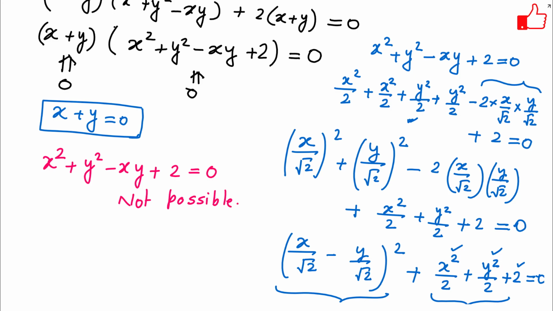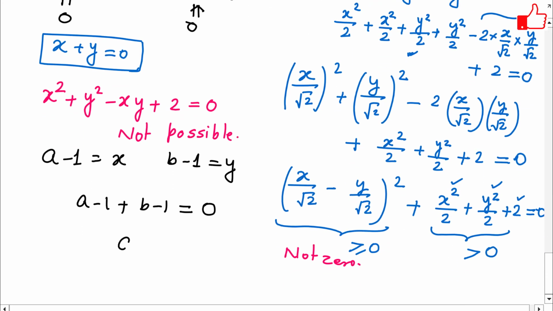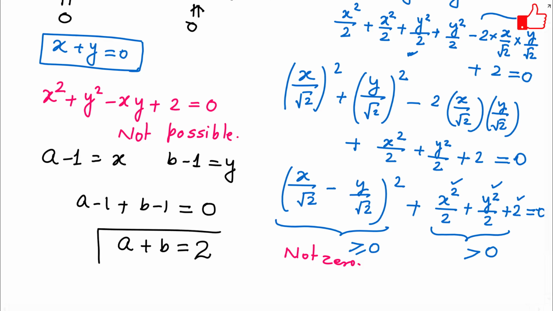And what is x? If you remember, we have assumed that a minus 1 is equal to x and b minus 1 is equal to y. So a minus 1 plus b minus 1, that is x plus y, is equal to 0. So from here I can say that a plus b is equal to 2. And this was asked in the problem: what is the value of a plus b? So we can say that the value of a plus b is basically 2.